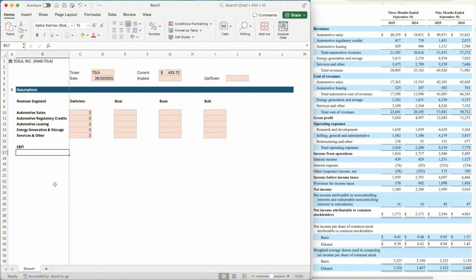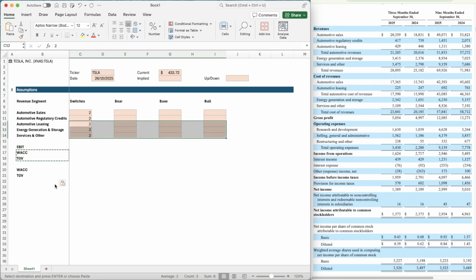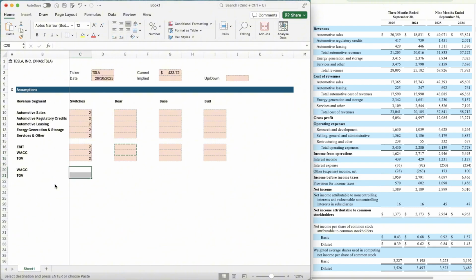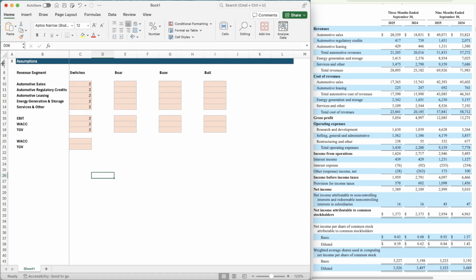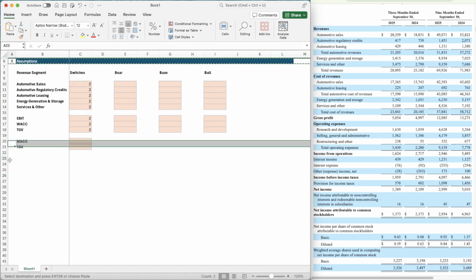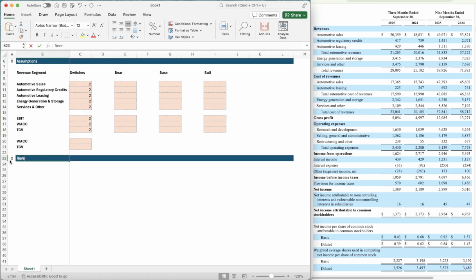And we will also do that with the EBIT, the WACC, which is the weighted average cost of capital, and the terminal growth value. The EBIT is your earnings before interest and tax. It's also, I guess, you'd call it the operating income. So copy this down here, then copy these two, like so. So that's it. We've built our assumptions. We'll populate these cells as we're going through the numbers so that we can estimate what we think the performance of the company will be.